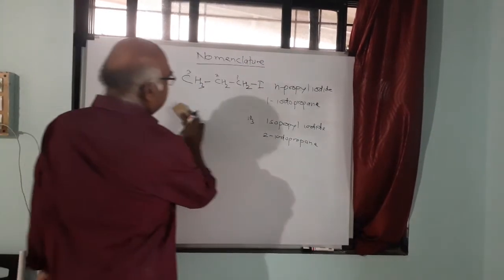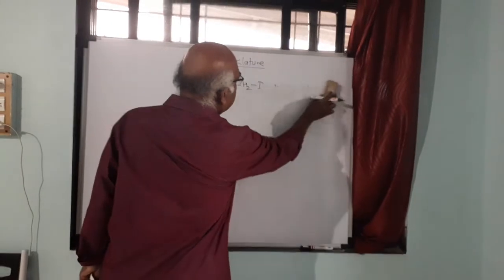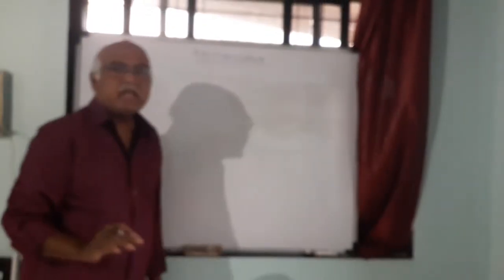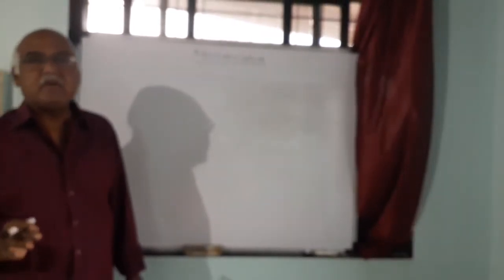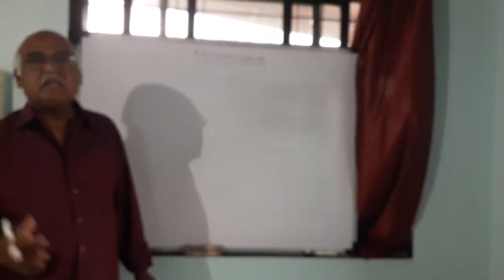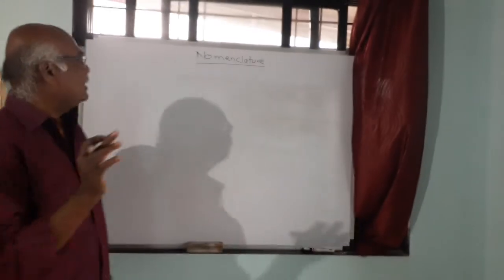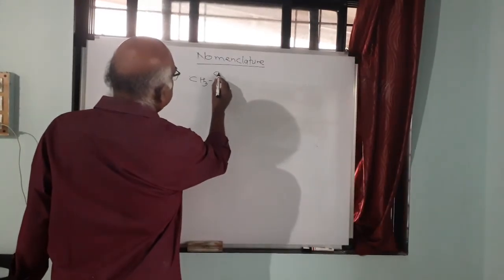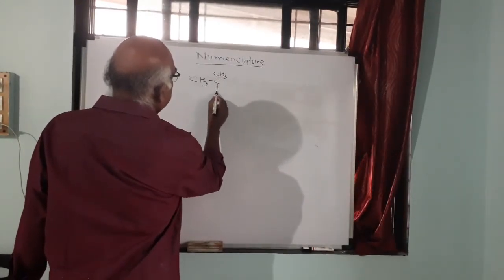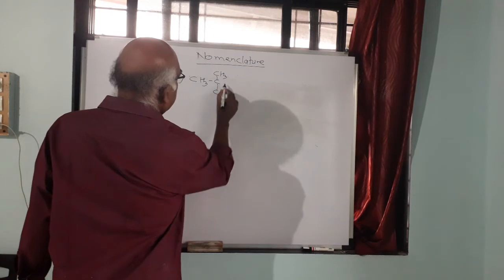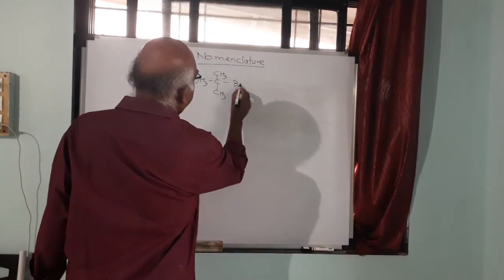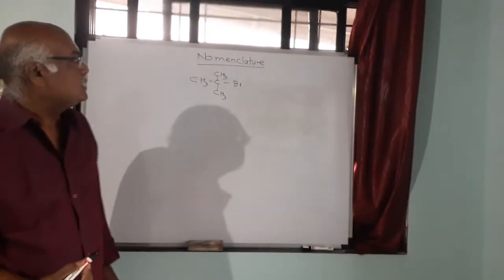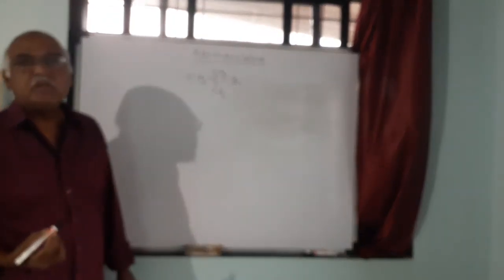Then one more example we'll take. We are taking the examples of the halogen derivatives of alkanes. We have taken alkanes and we are taking examples of these alkanes. Okay. Now the next will be CH3, C, CH3, CH3, and then we'll put Br. Okay, so this will be the compound and we have to give the name.